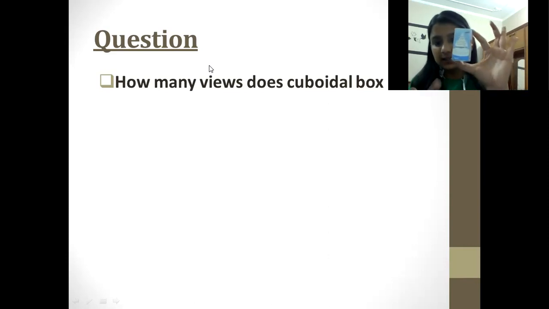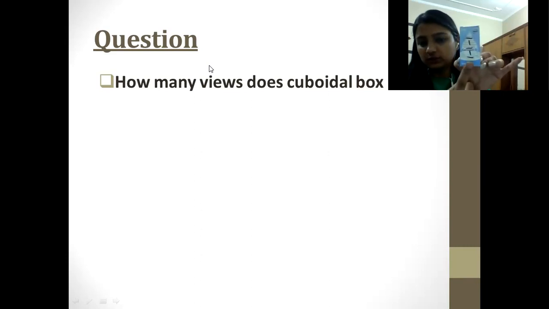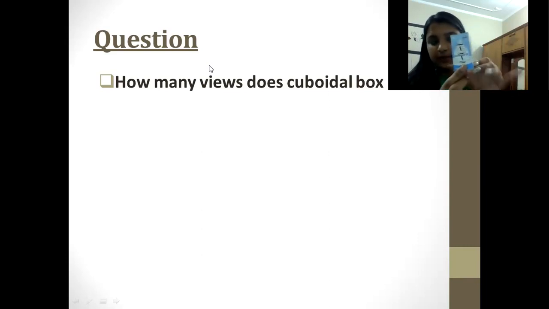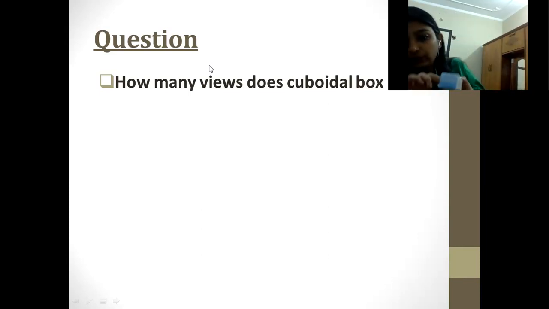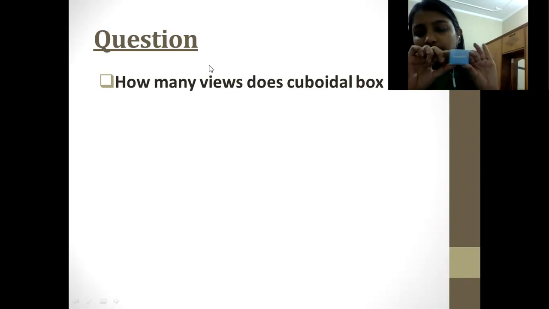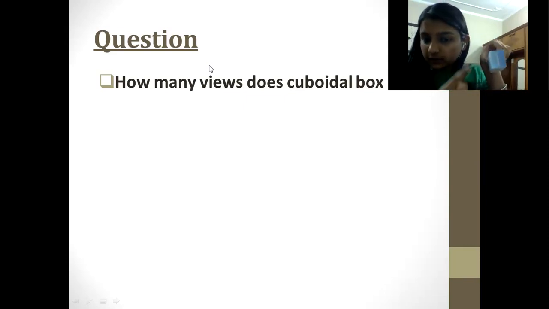Here, let me show you, this is the front view of this object. If I ask you for the side view, that would be a rectangular shape. If I ask you the top view, that would be like this. It could be a square, or it could be a rectangle also. So what you have noticed: front view, side view, and top view.